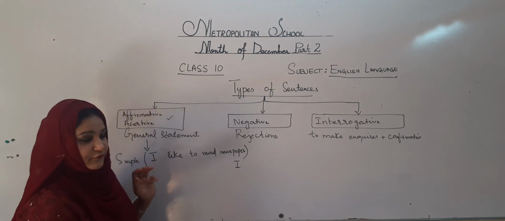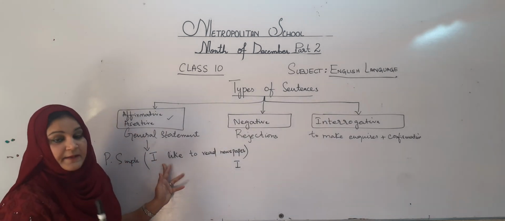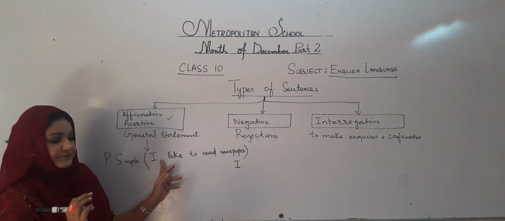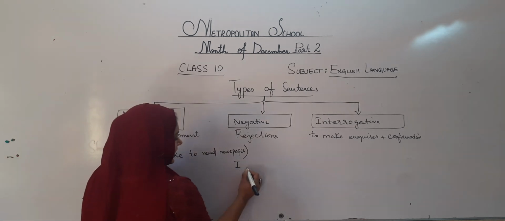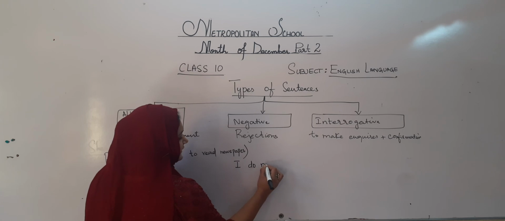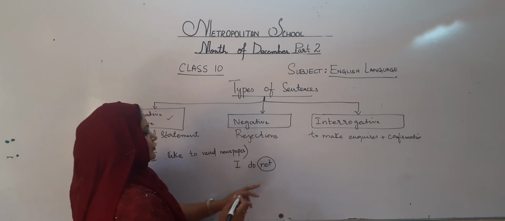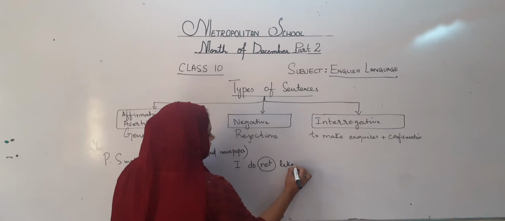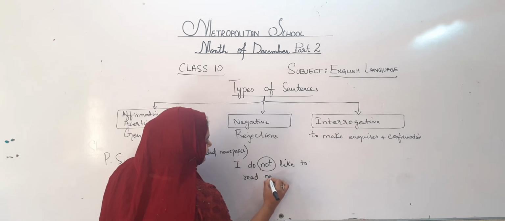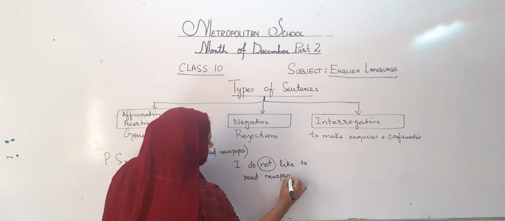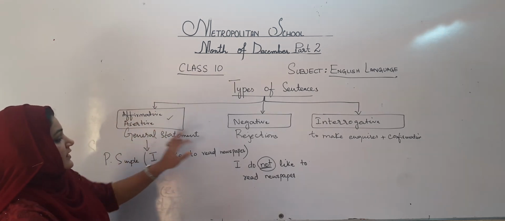What will be the helping verb? If the subject is singular, I will use does, but with I, I'm going to use do. It's a grammar rule, you know. I do not like to read newspaper. I have used not to make it negative. So by adding not, you have changed it into negative.